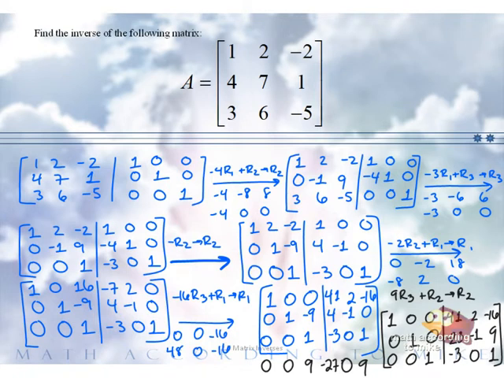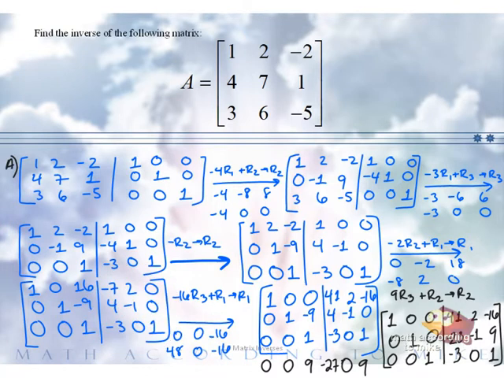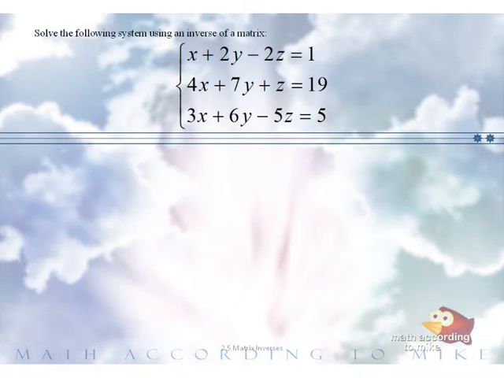Oh, you know what? I forgot to say something, guys. That was part A. What? I didn't mention what part B was. How terrible. Well, first off, does everyone have, you're still writing? You're good? Part B. Solve the system using the inverse of a matrix.